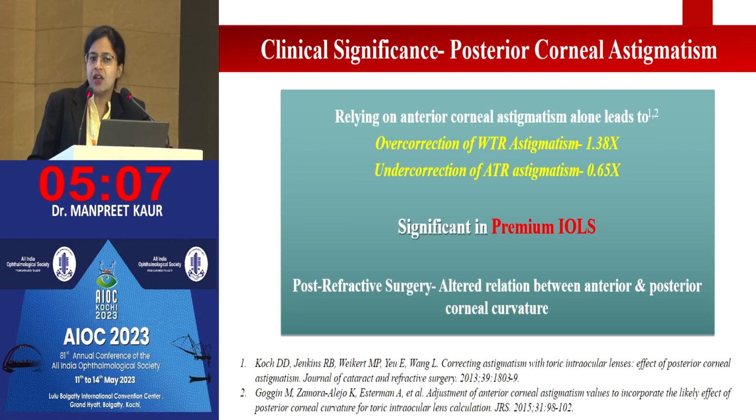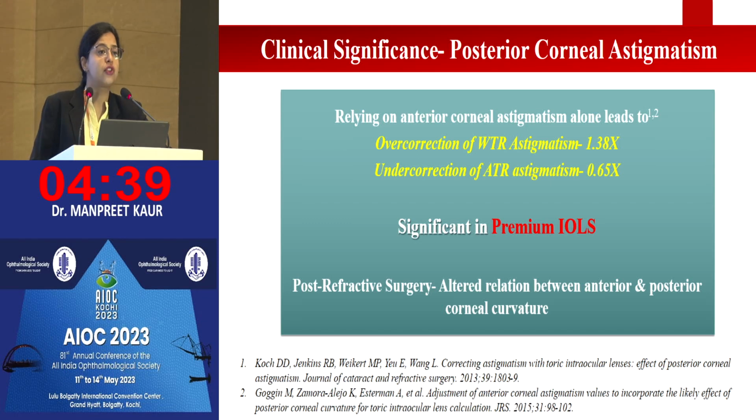Does it matter in our normal routine cataract surgeries? Not so much. However, now we are moving from visual acuity to precise visual quality as well. We are increasingly implanting premium IOLs. They are not tolerant to any residual astigmatism. So this assumes higher significance in premium IOLs because our cataract surgeries are more of refractive surgeries nowadays. So then you have to take into account the posterior corneal curvature.